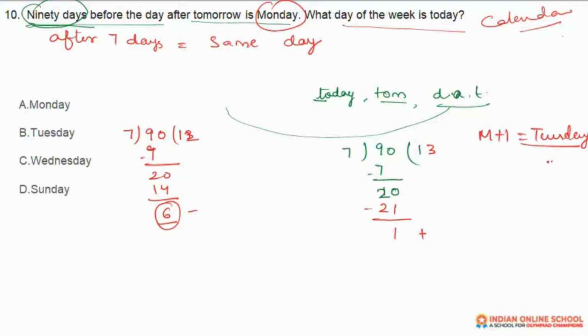So that is how we get it. According to the question, the day after tomorrow is Monday only. So 90 days before that day also should be Monday only. And today must be what? Today must be Tuesday. So the answer we are getting for this question is Tuesday. Understood, everyone?